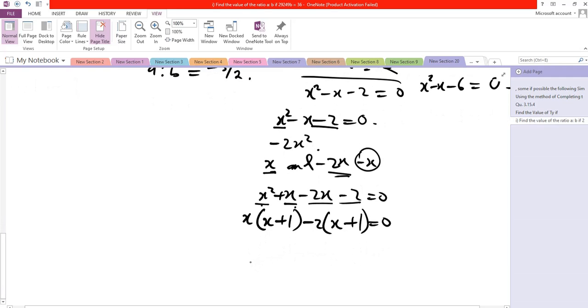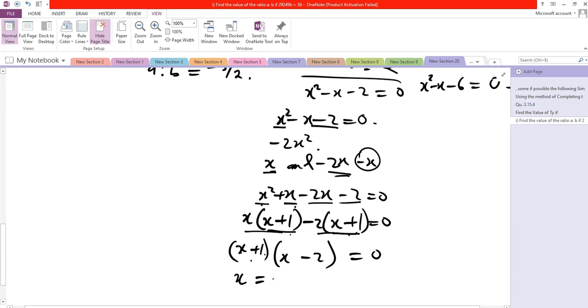So this expression is common to both sides. So now we factor it out. This x plus 1 is a common factor. If we use this x plus 1 to divide this first term, you have x. If you use it to divide this second term, you have minus 2 equal to 0. So that means x is equal to minus 1 or 2.